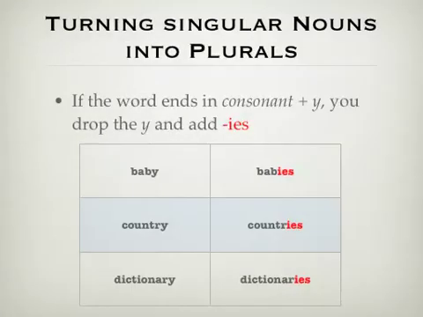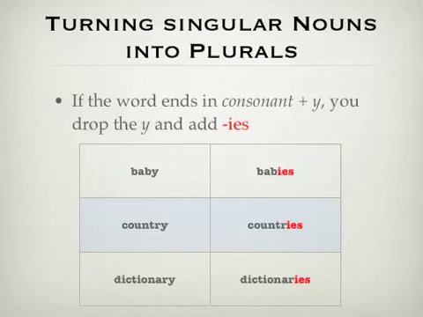Turning singular nouns into plurals, if the word ends in a consonant followed by the letter Y, you drop the Y and add I-E-S. And let's just be clear what a consonant is. We know vowels are A, E, I, O, U. Consonants are all the other letters. So, baby. Let's look at the last two letters of baby. B is a consonant followed by a Y. So, we make babies, B-A-B-I-E-S.